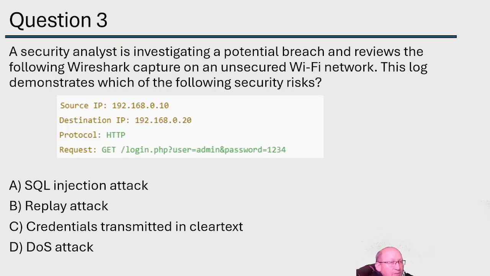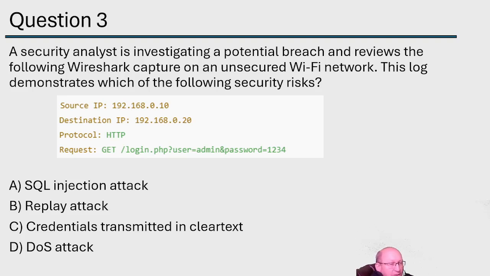Question number 3. A security analyst is investigating a potential breach and reviews the following Wireshark capture on an unsecured Wi-Fi network. This log demonstrates which of the following security risks? We have some good ones here. We have SQL, replay, credential transmitted, and then DOS attack. A lot of different attacks associated with. Which one is it?